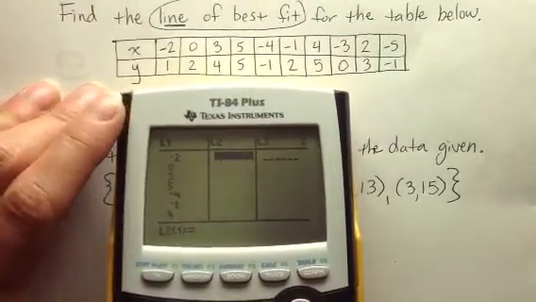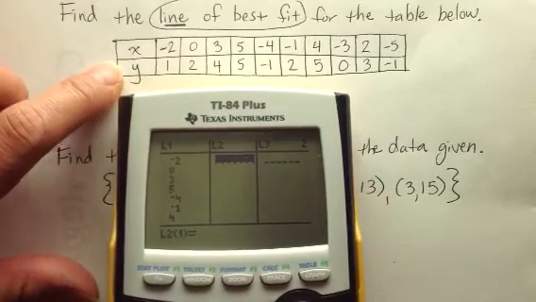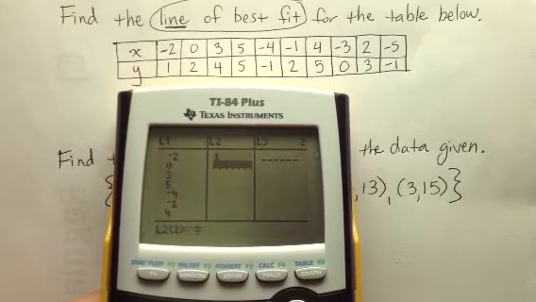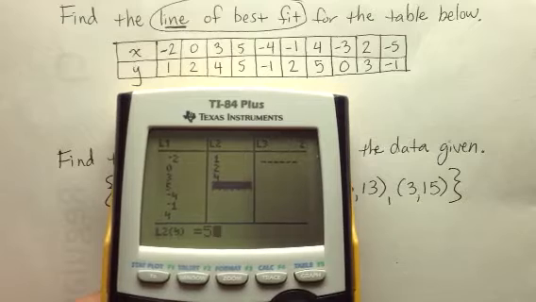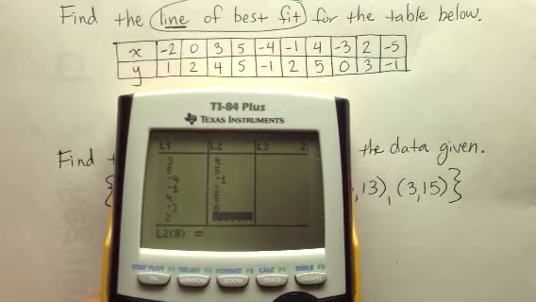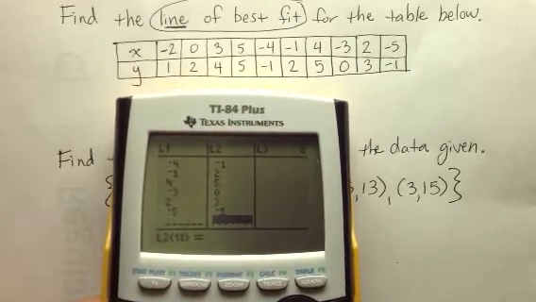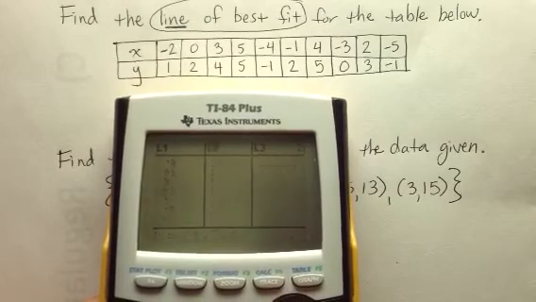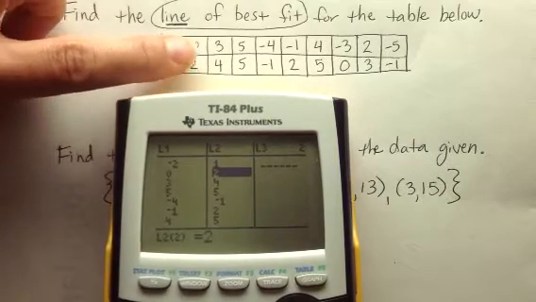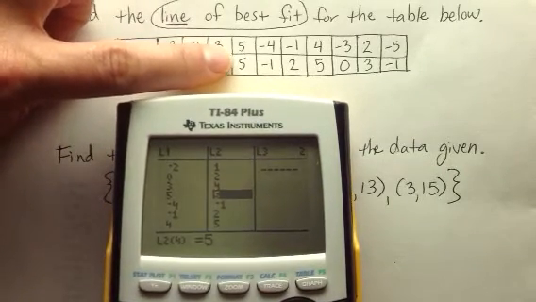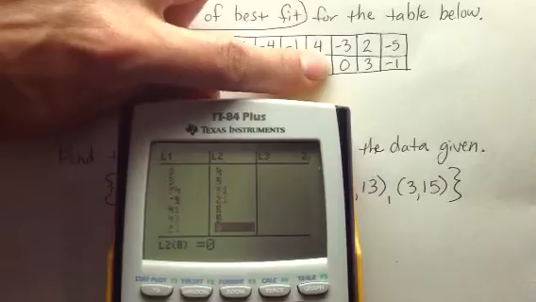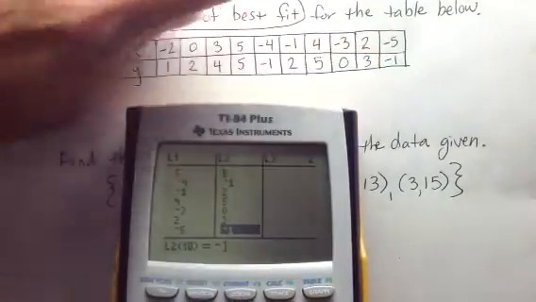Okay, now I'm going to go over to list 2, and I'm going to enter my y values. So 1, 1, 2, 4, 5, -1, 2, 5, 0, 3, -1. Again, if I'm depending on my calculator to come up with this equation for me, I want to make sure that I've entered the correct points. 1, 2, 4, 5, -1, 2, 5, 0, 3, and -1.